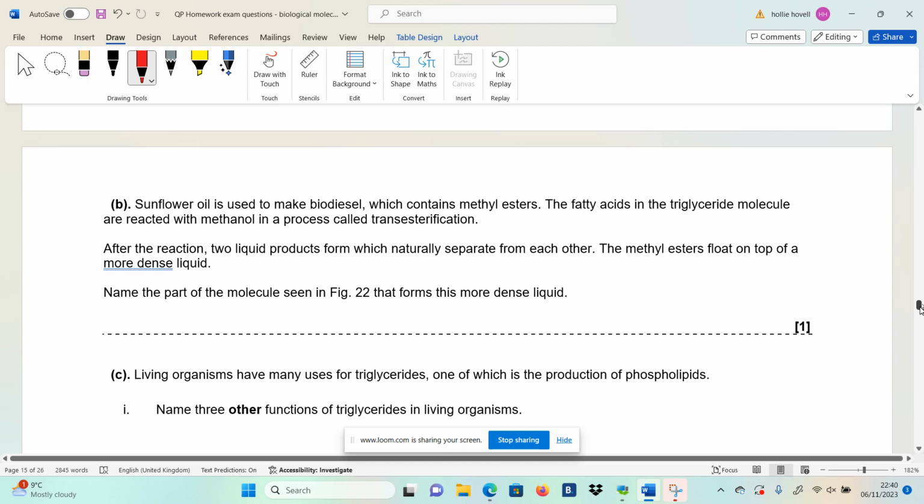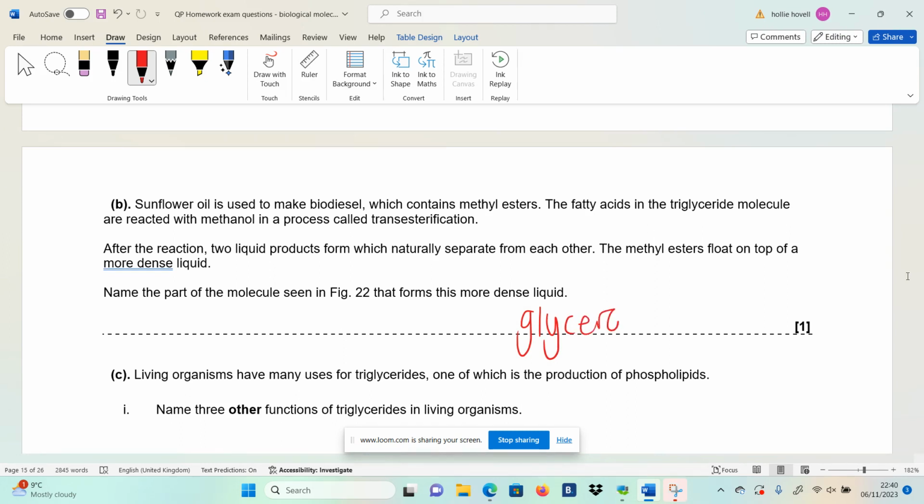So there's loads and loads of writing in that. All they were actually after out of all of that is glycerol. Okay, let's go through the question again. Sunflower oil is made to make biodiesel. The fatty acids in the triglyceride are reacted with methanol in a process called transesterification. After the reaction, the two liquid products formed naturally separate from each other.